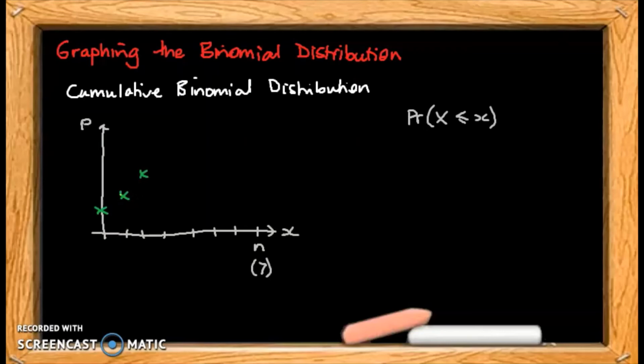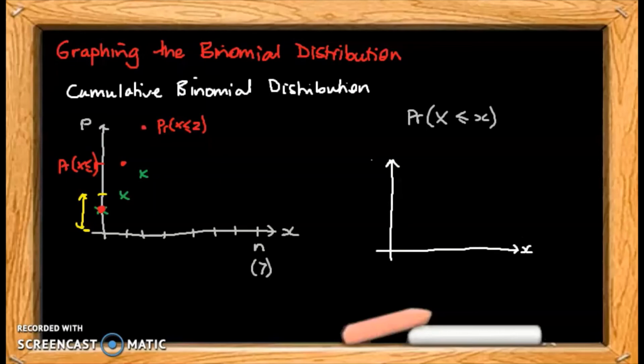The cumulative graph will add this point on to the original value. So 0 will still be in the same spot, 1 will be 0 plus 1, which will be up here. And 2 will be 0 plus 1 plus 2, which will be up here. So this point is the probability that x is less than or equal to 1, and this y value will be the probability that it's less than or equal to 2, and so on. In that way, the cumulative binomial distribution graph will actually look more like this.